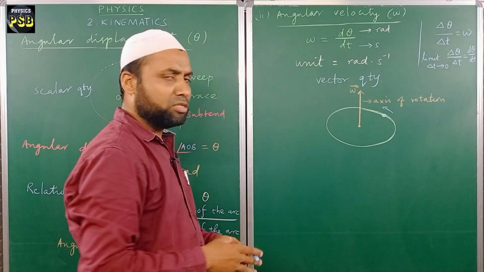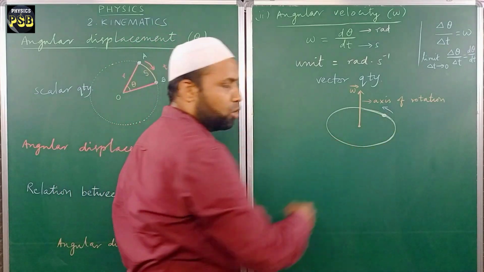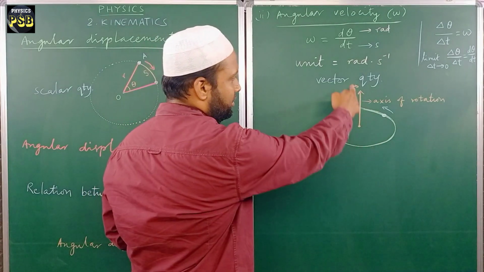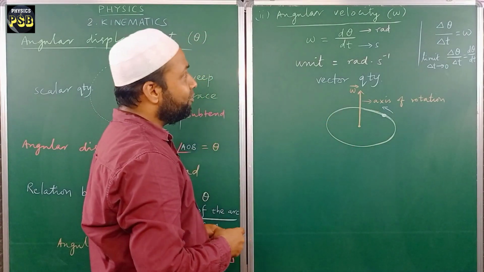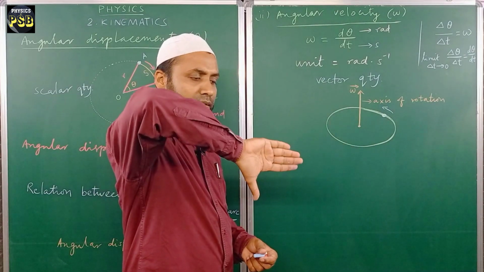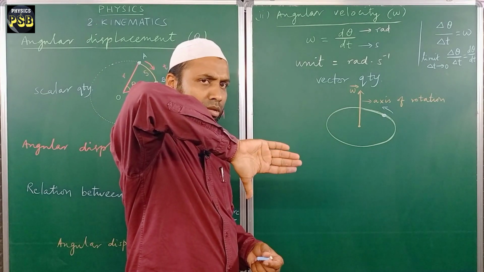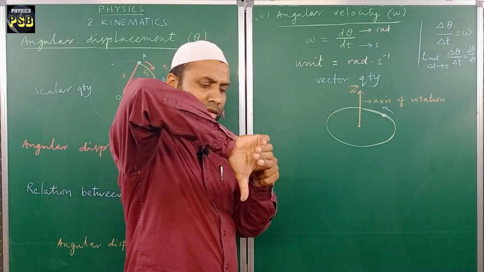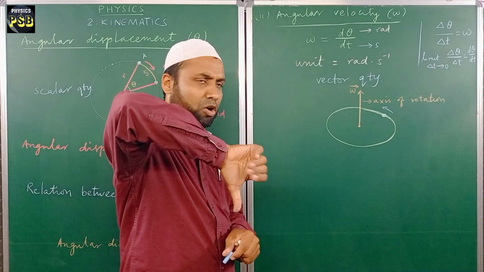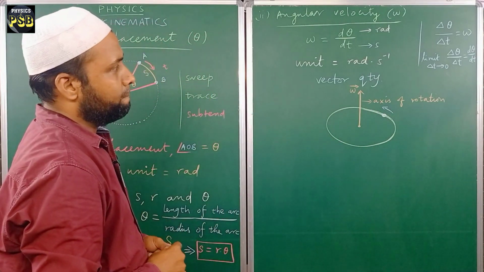This is how we can easily get the direction of angular velocity when an object moves in a circular path. Suppose it reverses its direction, if it moves in clockwise direction, then the angular velocity will act in the downward direction. See, in this manner. Got it? When the object moves in clockwise direction, the angular velocity will act downward. That's all about the angular velocity.